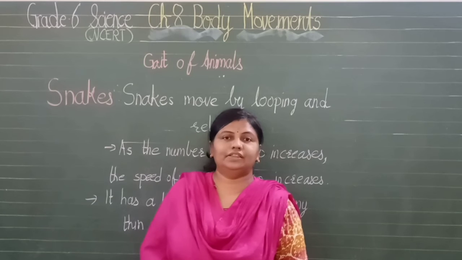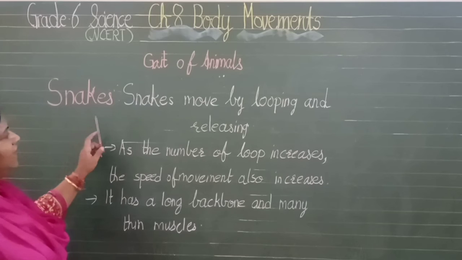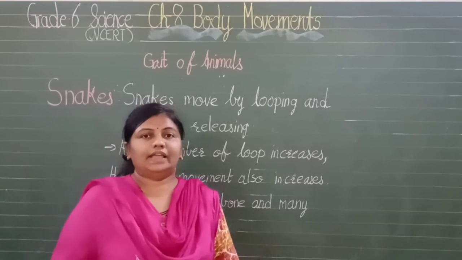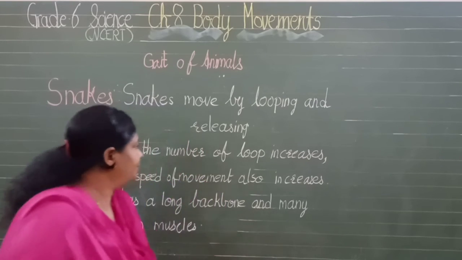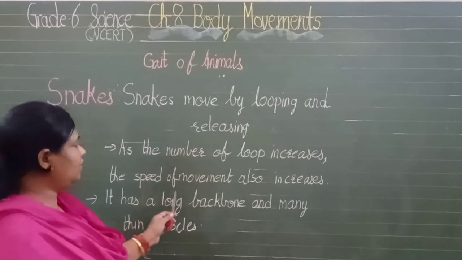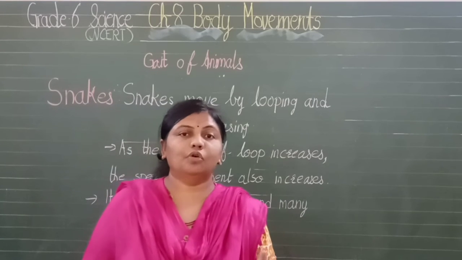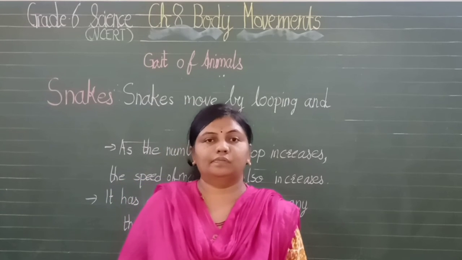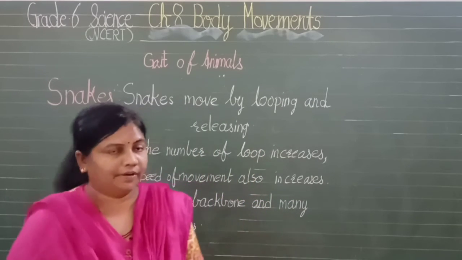Okay, now we will see the movement in the snake and what is the structure. Okay, snakes move by looping and releasing. Yes, you might have observed the snake, it makes a loop. The curve when it moves, that is known as a loop. As the number of loops increases, the speed of movement also increases. So, if the snake has more number of loops, it can move very fast. Fewer loops means it decreases the speed of movement.